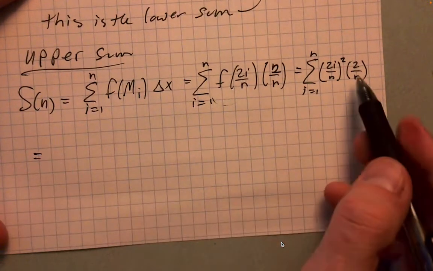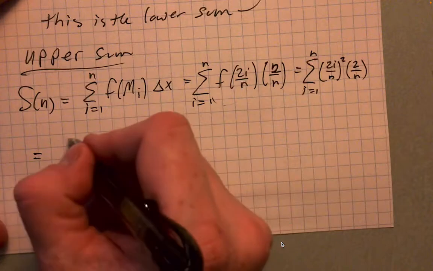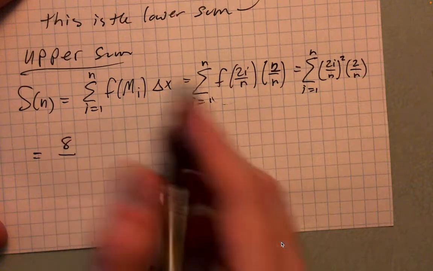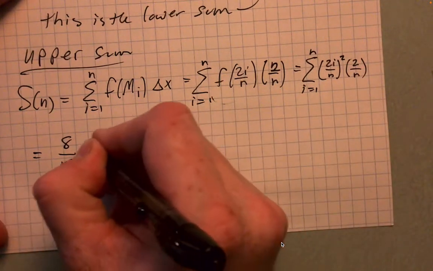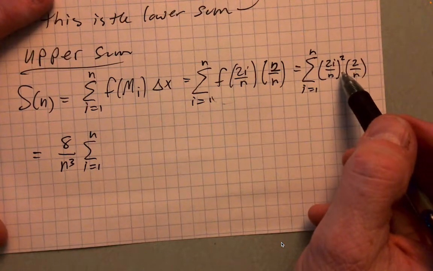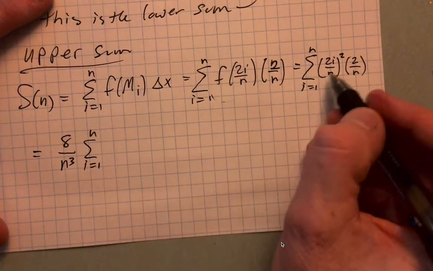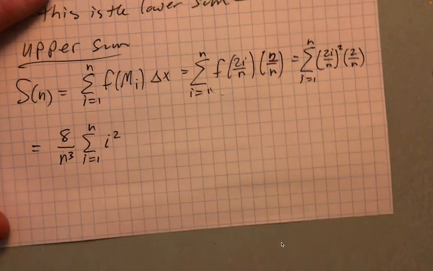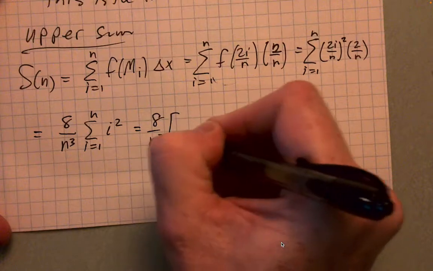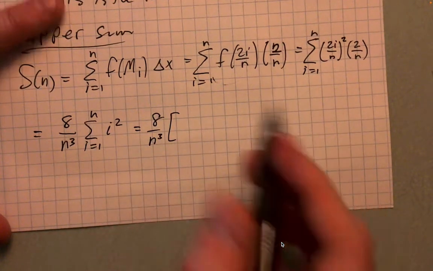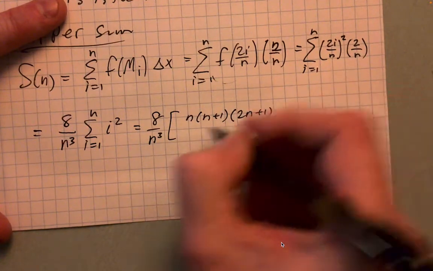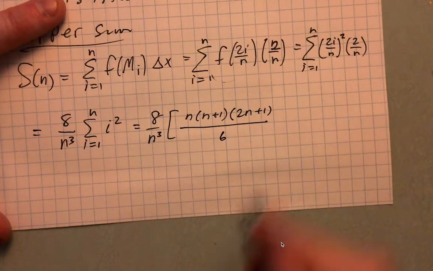And this one you get 2 times 2 is 4 times 2. You can pull out an 8 over n cubed times the sum of i equals 1 up to n. Now what's left in here? It's going to be the i squared, right? So you'll have an i squared there. This one's actually quite a bit easier to work with. And now what is the sum of i equals 1 to n of i squared? Well, it's n times n plus 1 times 2n plus 1 all over 6, just like before.